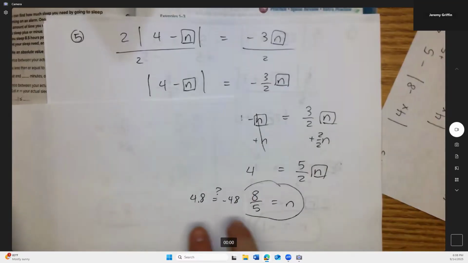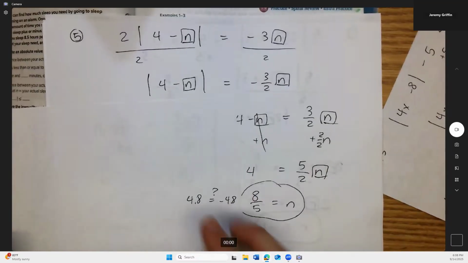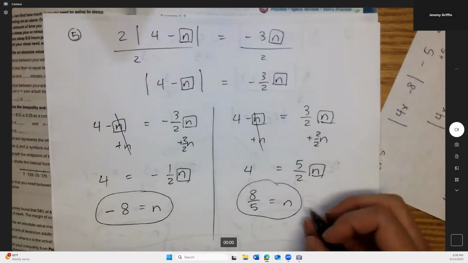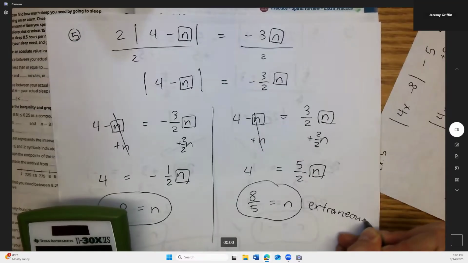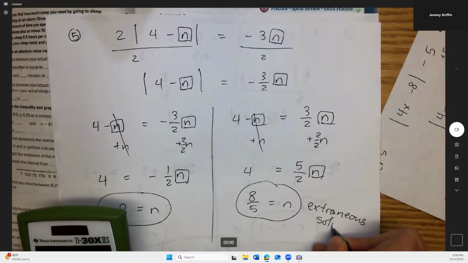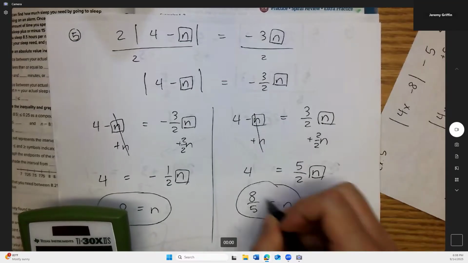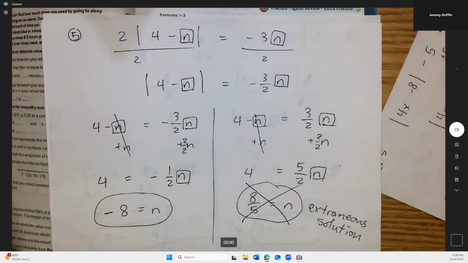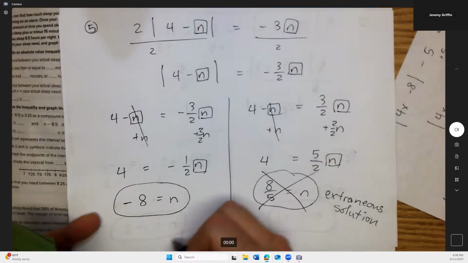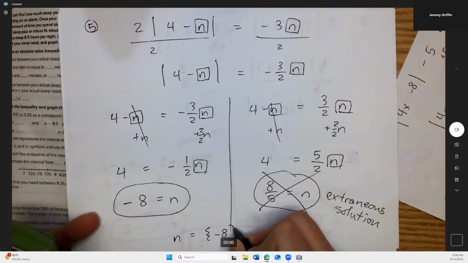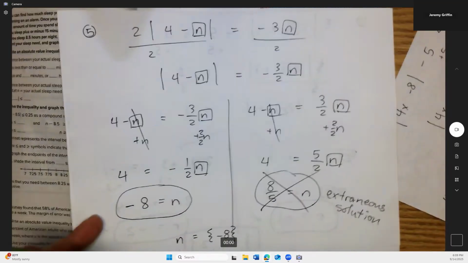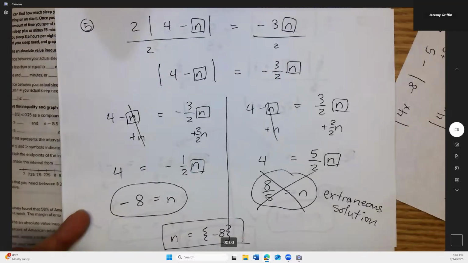Yeah, that didn't actually work. Okay, so is 4.8 equal to -4.8? No. So this would be an extraneous solution. That's to say that it's not actually a solution. It doesn't actually work. So the answer is n equals -8 is the only solution. Right? That's it. There's only one solution to that.